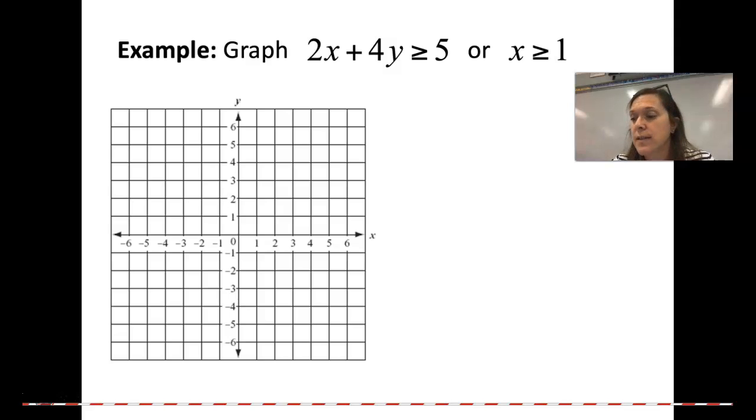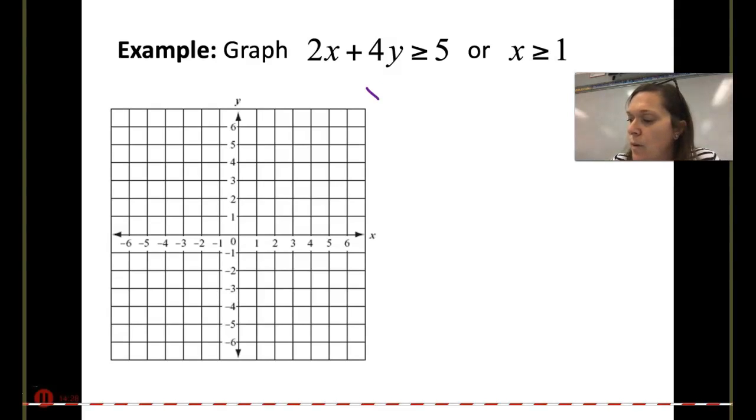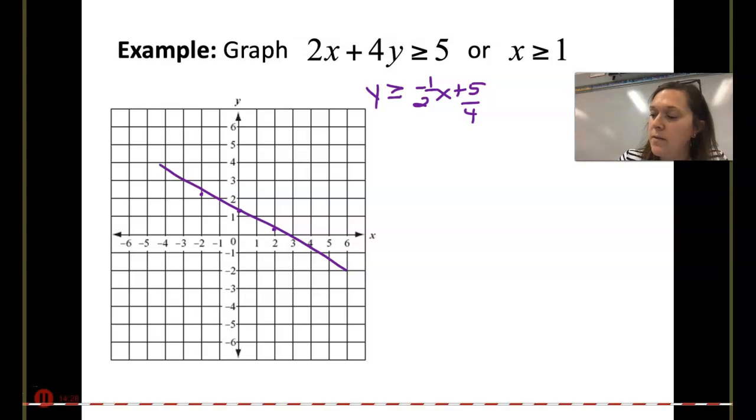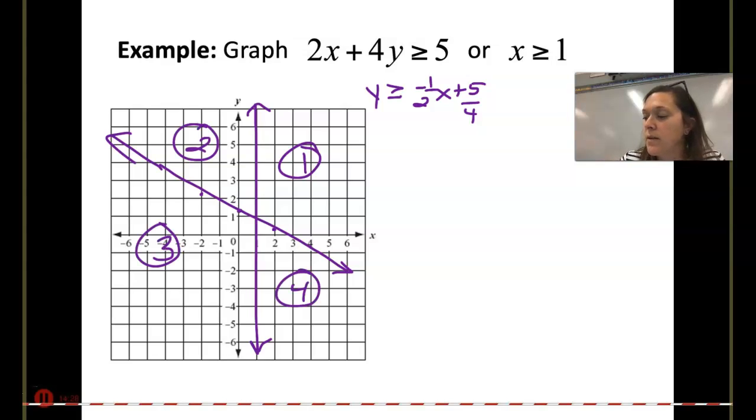So again, we're going to redo the same graph just because we are used to graphing it. So remember, this went to y is greater than or equal to negative 1/2 x plus 5/4. So 5/4 is here, down 1 over 2, down 1 over 2, up 1 over 2, solid line. Didn't do a very good job, that's okay. And then x greater than 1 is here. So again, we get those 4 regions. Region 1, region 2, region 3, region 4.